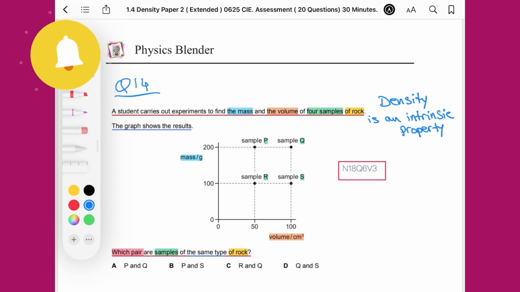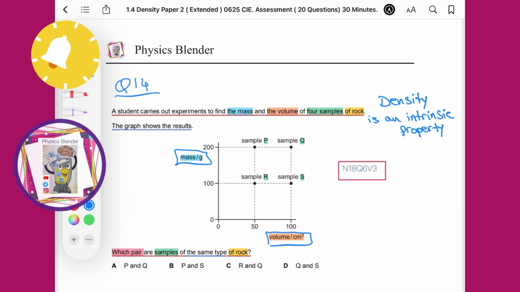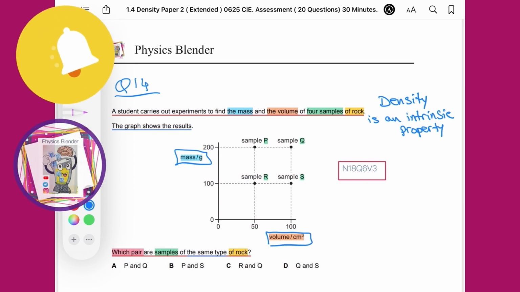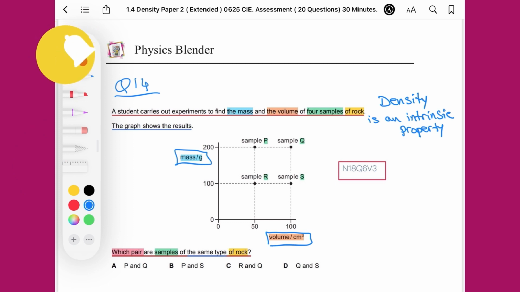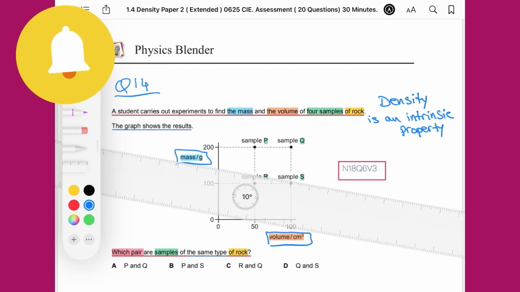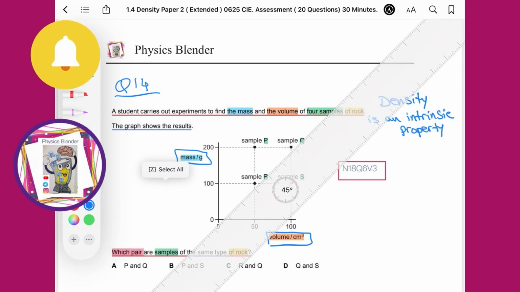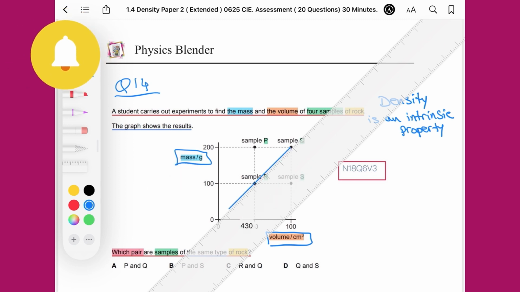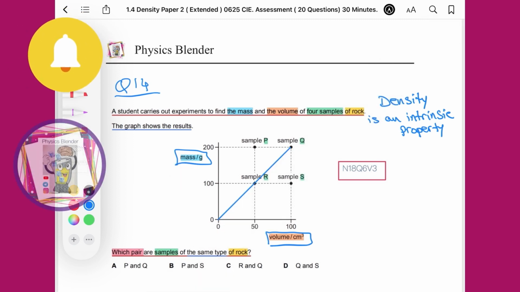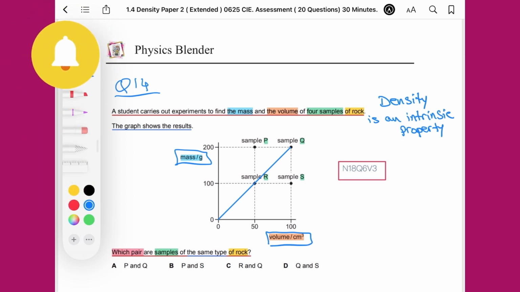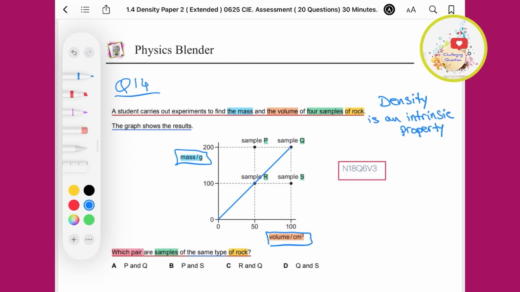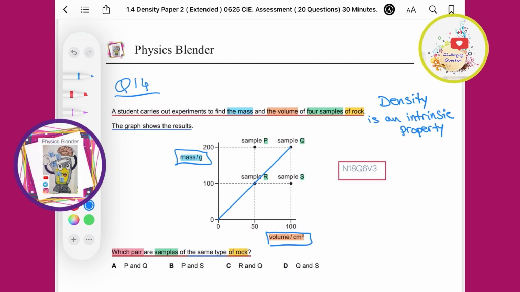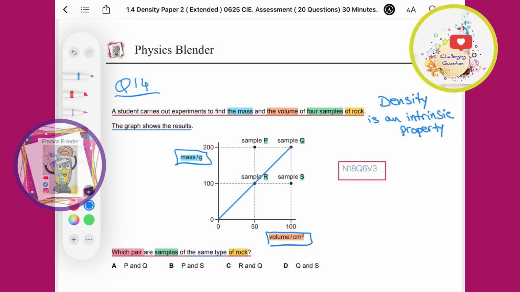Here we have a graph and we have values. We have mass on the y-axis and volume on the x-axis. What can you tell from this graph? If you join these two points passing through the origin, you can say that the volume of this object is directly proportional to its mass. Let's write it here.